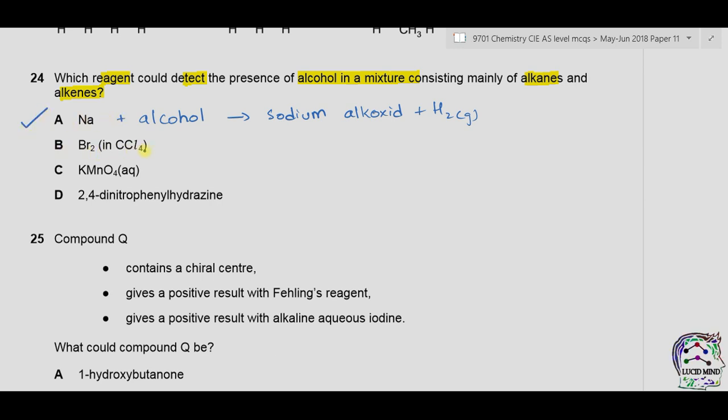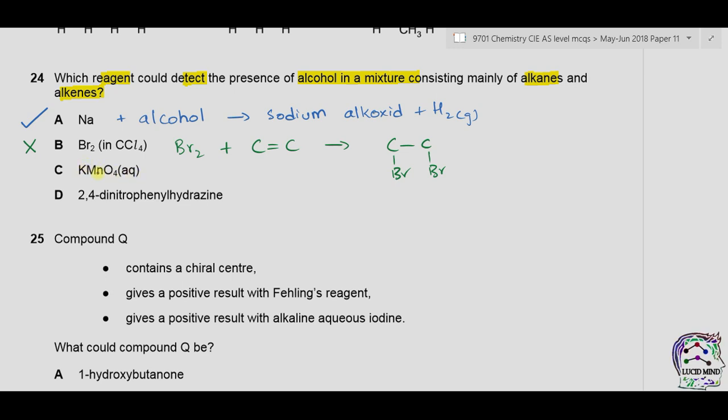B is bromine in CCl4. Now bromine can be added to alkenes, so therefore it can be used to identify alkenes, as bromine will be attached to the double bonded carbon atoms to convert it into dibromoalkane, and bromine is itself decolorized. So it cannot detect alcohols, it can detect alkenes only.